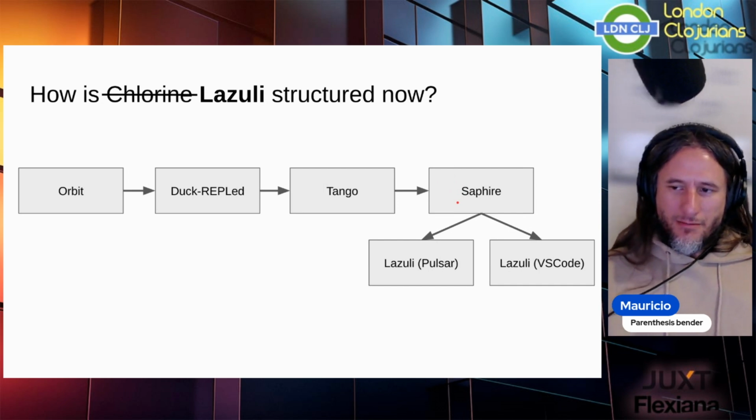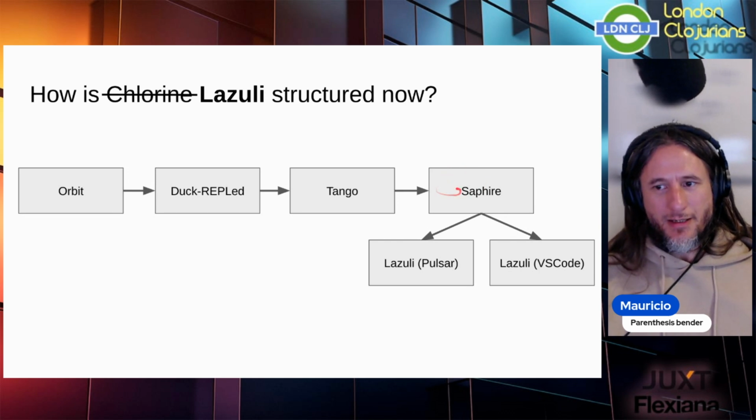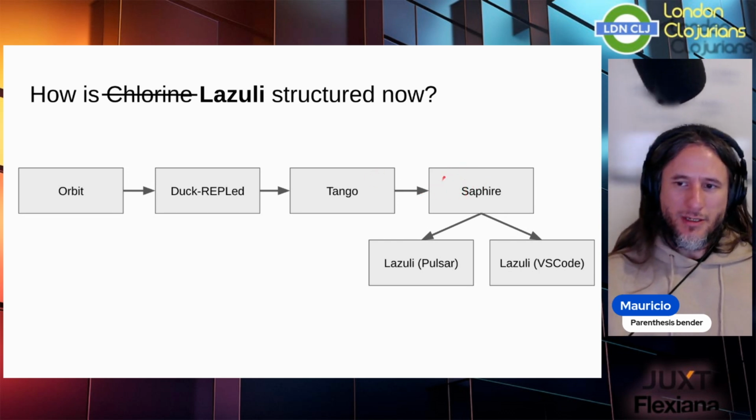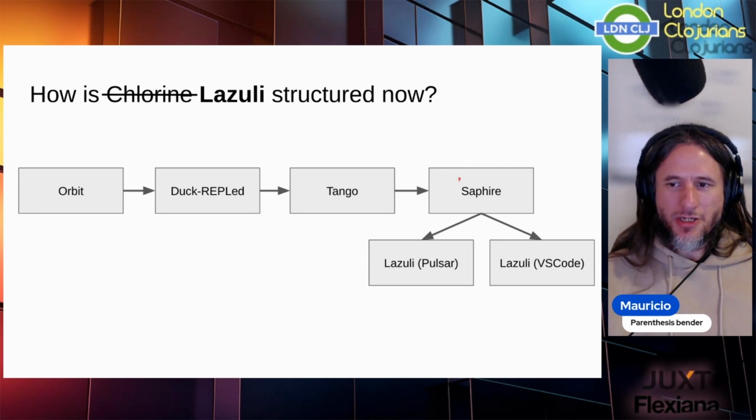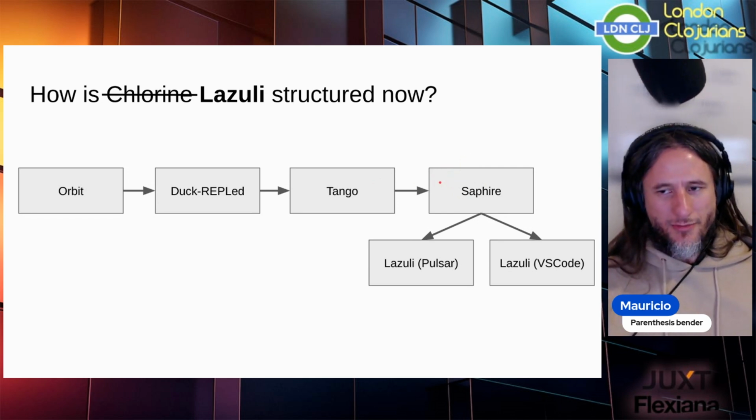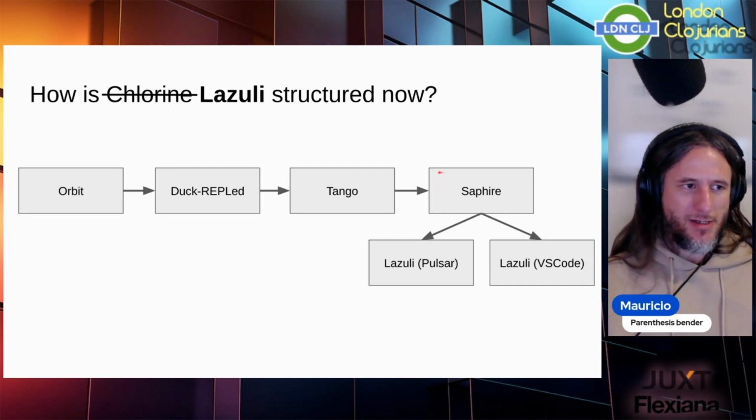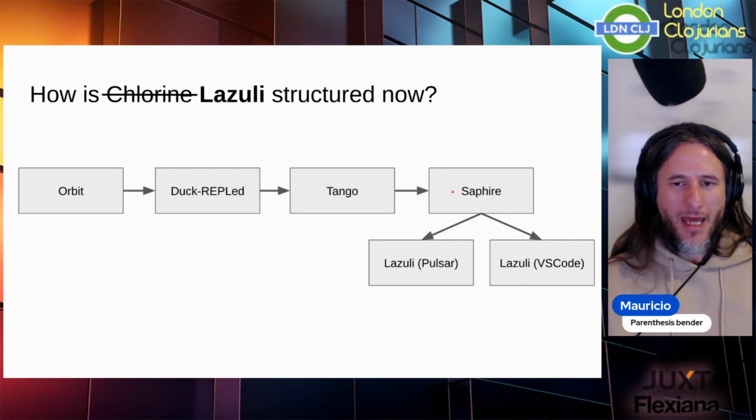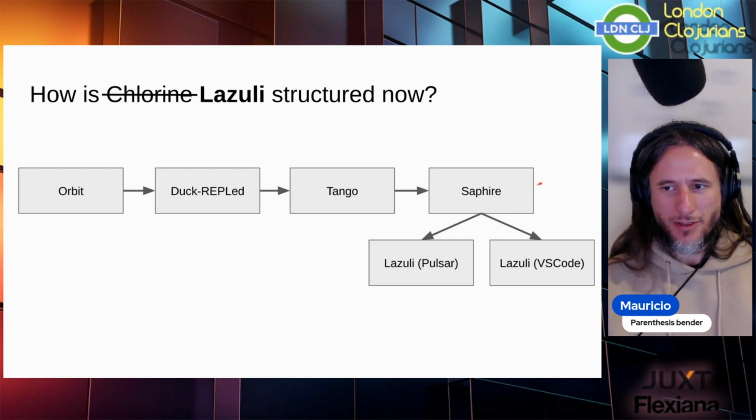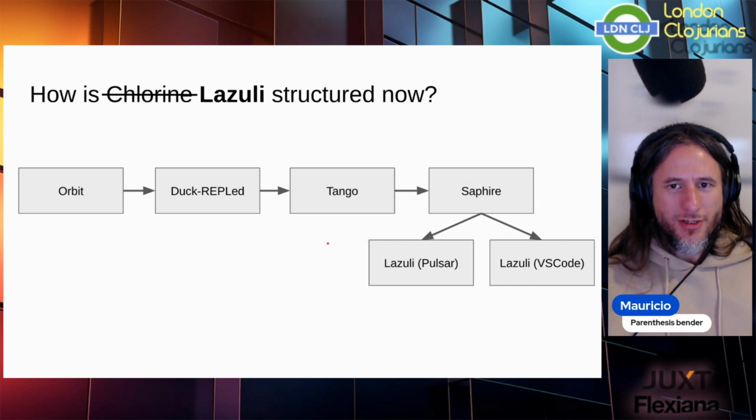And both Pulsar and VS Code versions of Lazuli depend on this Sapphire. And the Sapphire basically consumes Tango and does the changes that I need to do. It's a small-ish library. I think it's, I don't know, 1,000 lines of code at most. And a good part of that is parsing Ruby structures into something that makes sense. So it's not heavy to parse and to understand. So this is how Lazuli is structured right now.